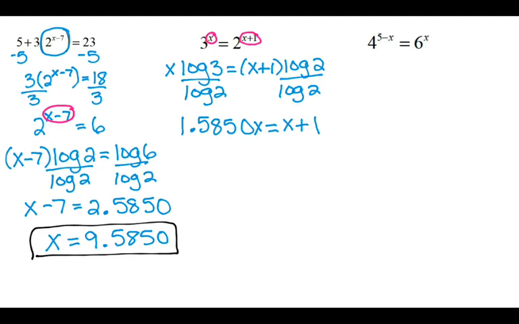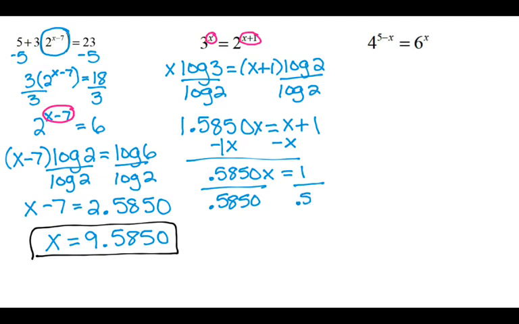Now I want to get my x's on the same side, so I'm going to go ahead and subtract this x over here. Don't forget, if there is no number in front of your x, it's like having a 1 there. So I have 1.5850x minus 1x gives me 0.5850x equals 1. And then I want to solve for x, so I'm going to go ahead and divide. Let's plug that in the calculator. So 1 divided by 0.5850 gives me about 1.7094.